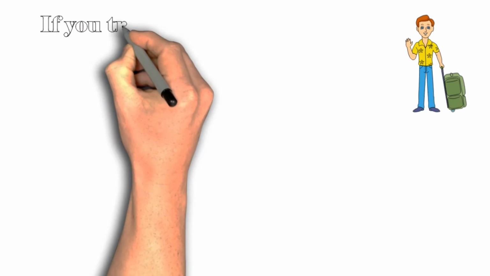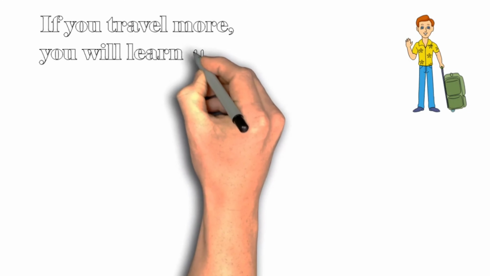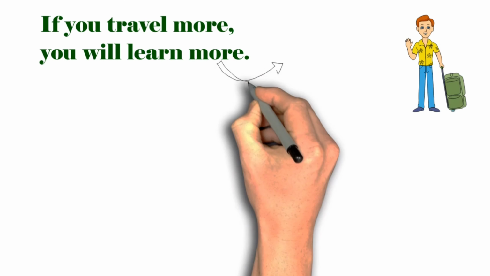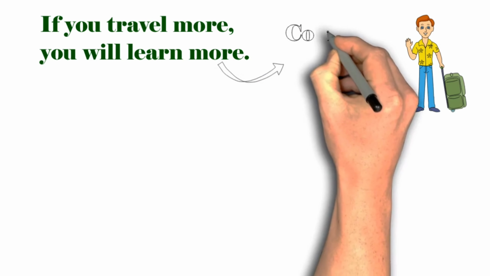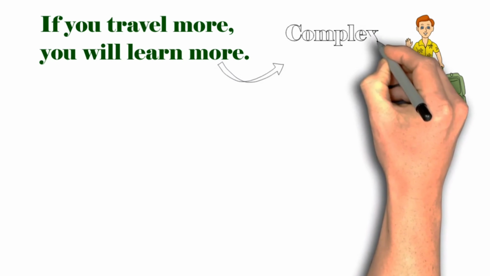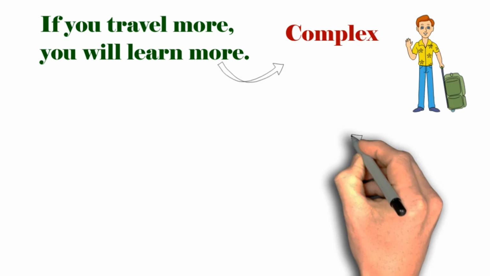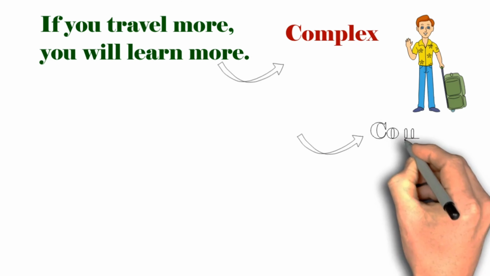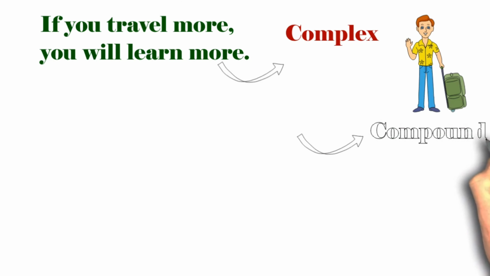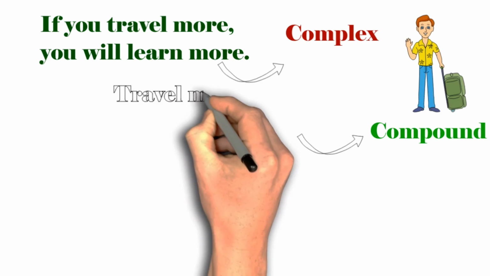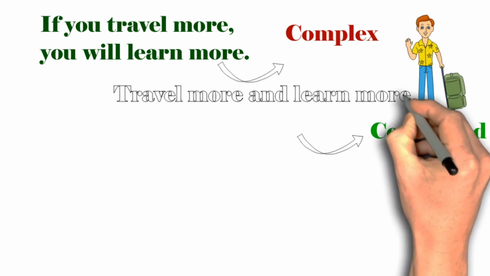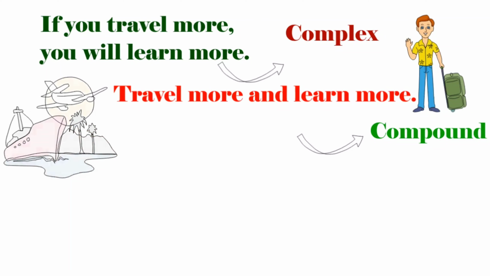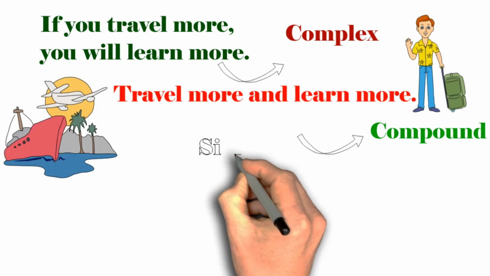And then you see the sentence: if you travel more, you will learn more. So this is a complex sentence because in the sentence we have used one subordinating conjunction, that is if, and there are two clauses. If you travel more is the subordinate clause, and you will learn more is the principal clause. Just to make it a compound sentence, we will have to use two principal clauses. So here you see, travel more and learn more is the answer.